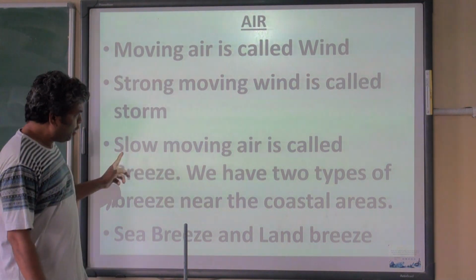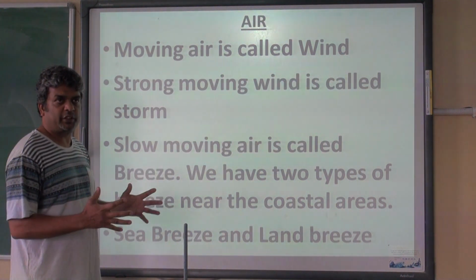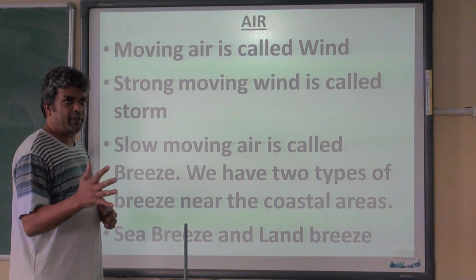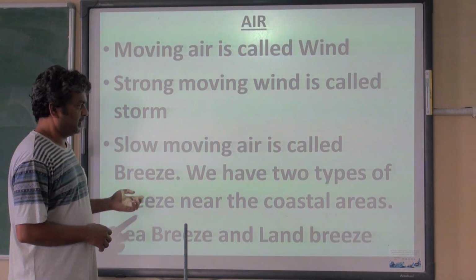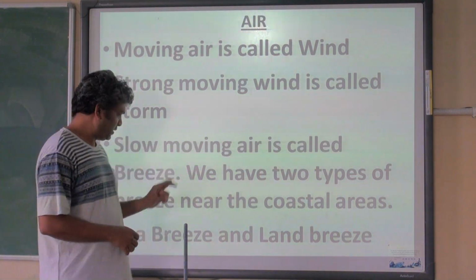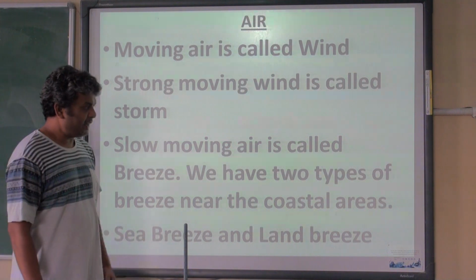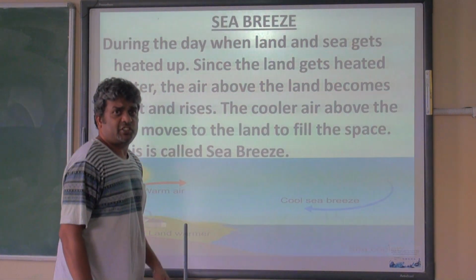Okay? Slow moving air is called breeze. Now when you sit under a tree, you'll find cool breeze blowing. Okay? That cool air, that is called breeze. Now in the coastal areas, there are two types of breeze. Okay? What are they? Sea breeze and land breeze. Now let us understand sea breeze.